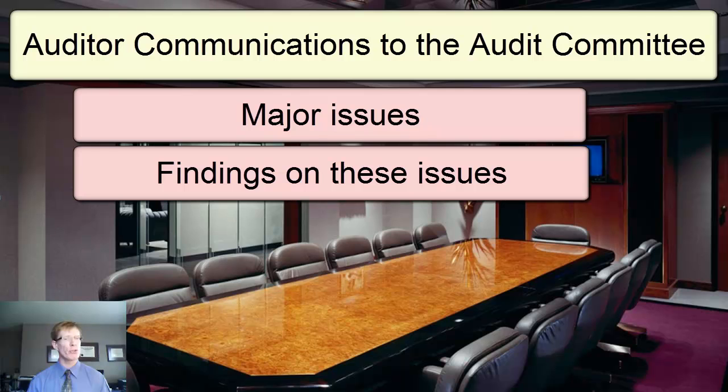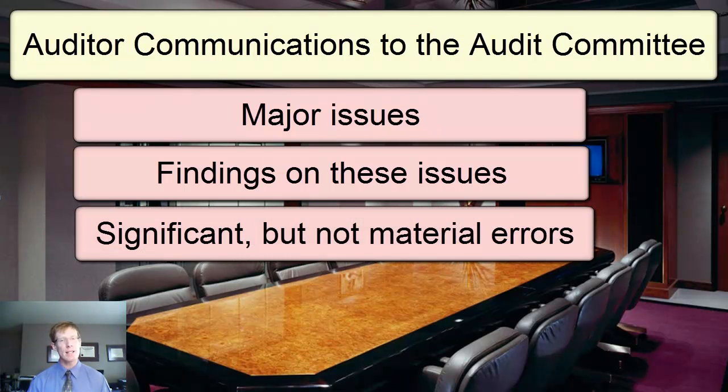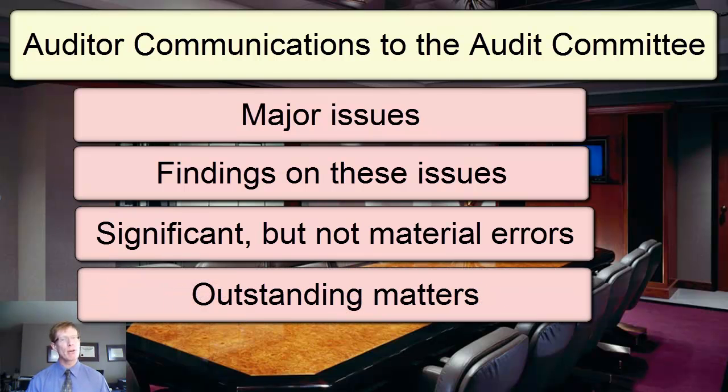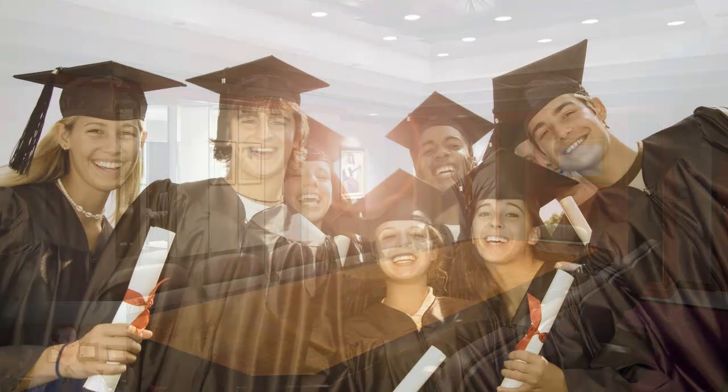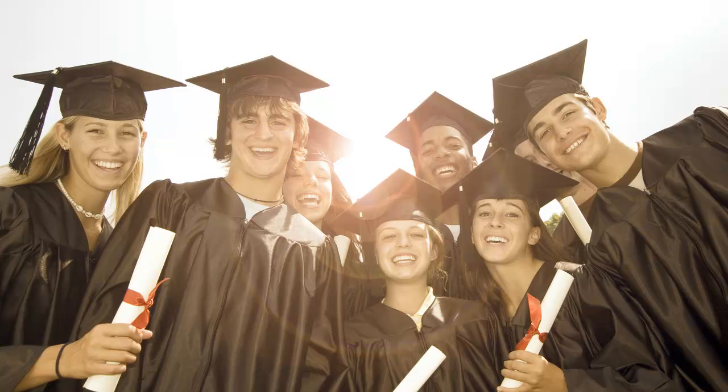The auditors will typically list any significant but not material misstatements that they have identified. And finally, the auditors will identify any matters that remain outstanding as of the date of their presentation. The auditor's report will only be released when all the items have been received and the board has approved the financial statements. So finally, we have finished our audit.